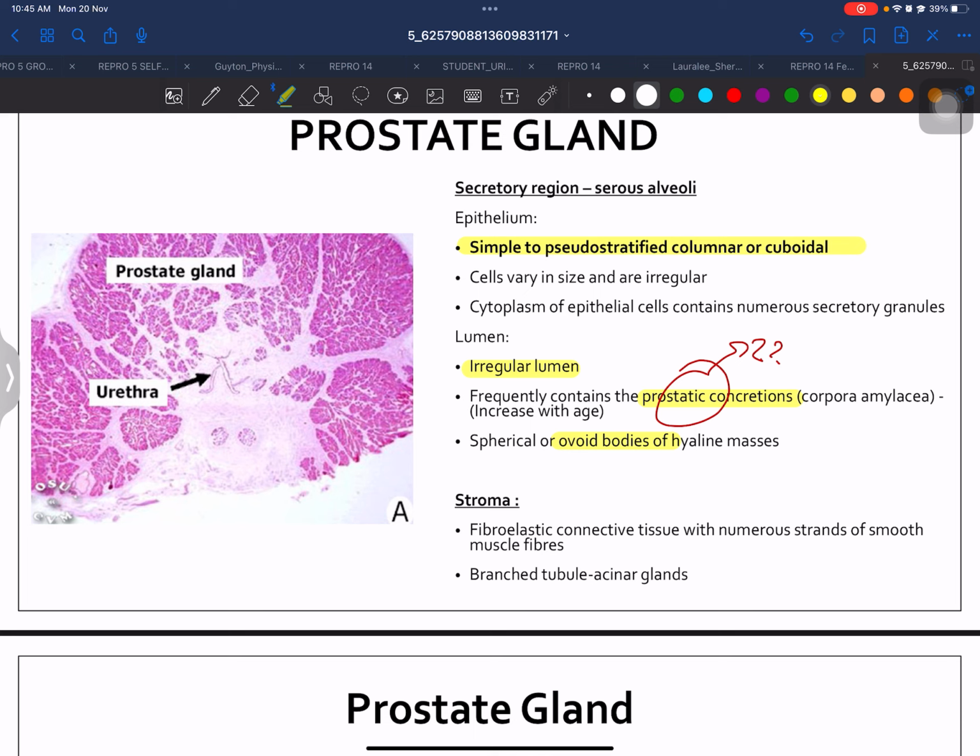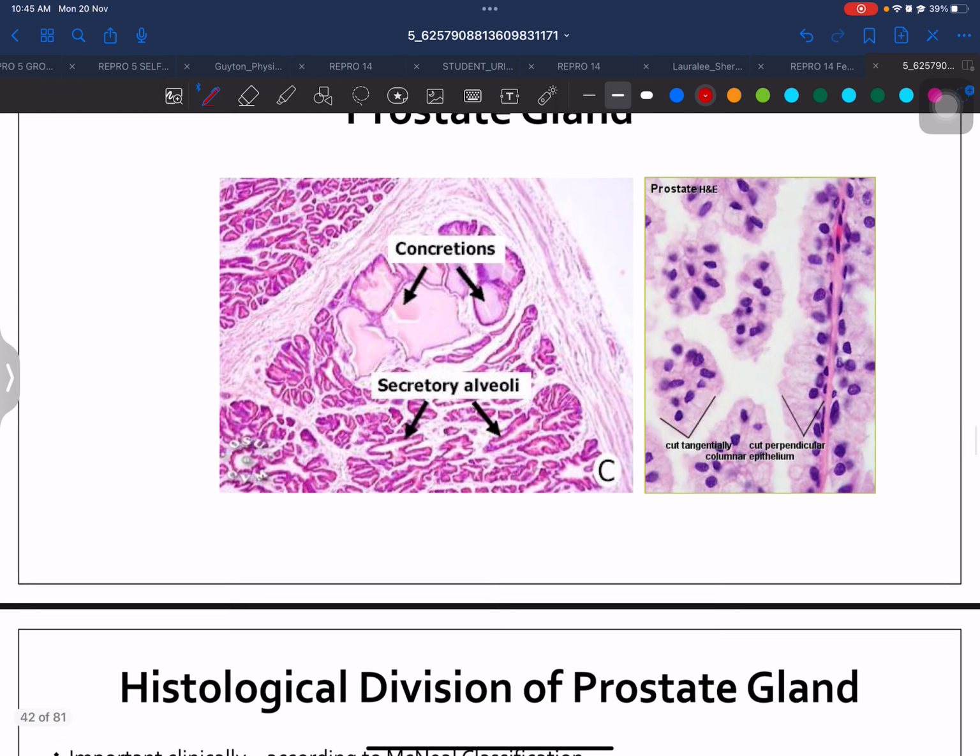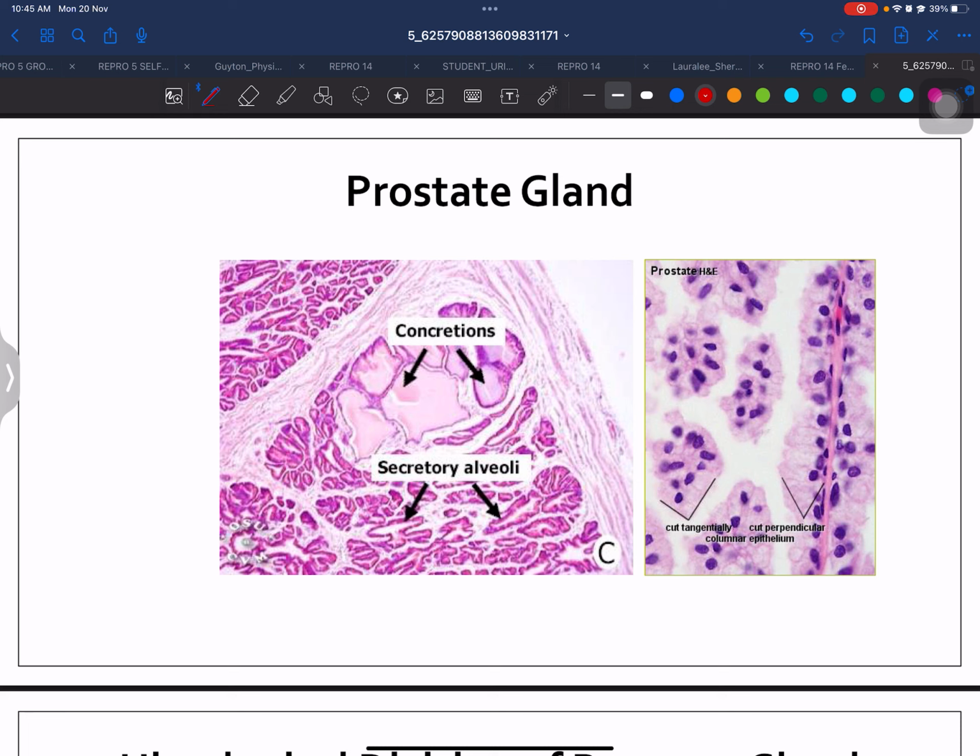So the stroma of the prostate gland consists of fibroelastic connective tissue with numerous strands of smooth muscle fibers. So these are the prostate gland. These are the lumen. You can see it has an irregular lumen. And these are the concretions inside the prostate gland, which are not abnormal, it usually happens in older patients, older people.